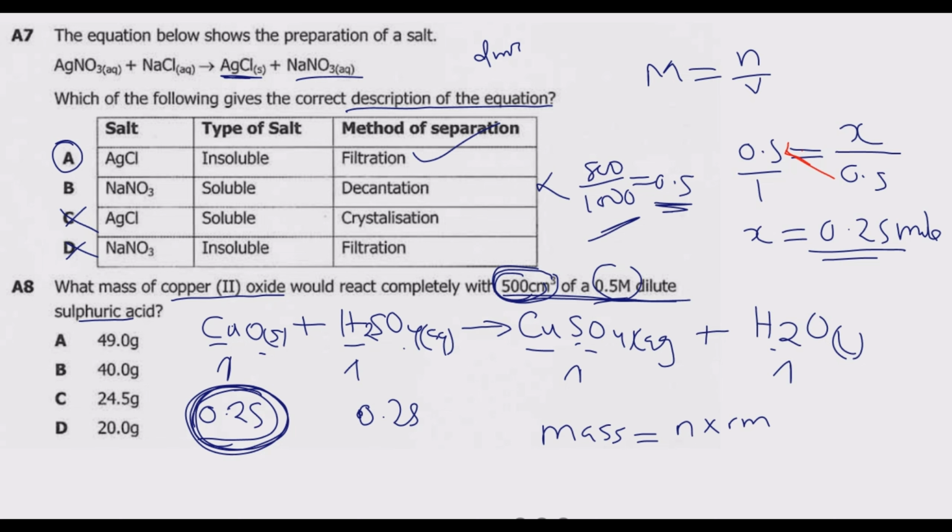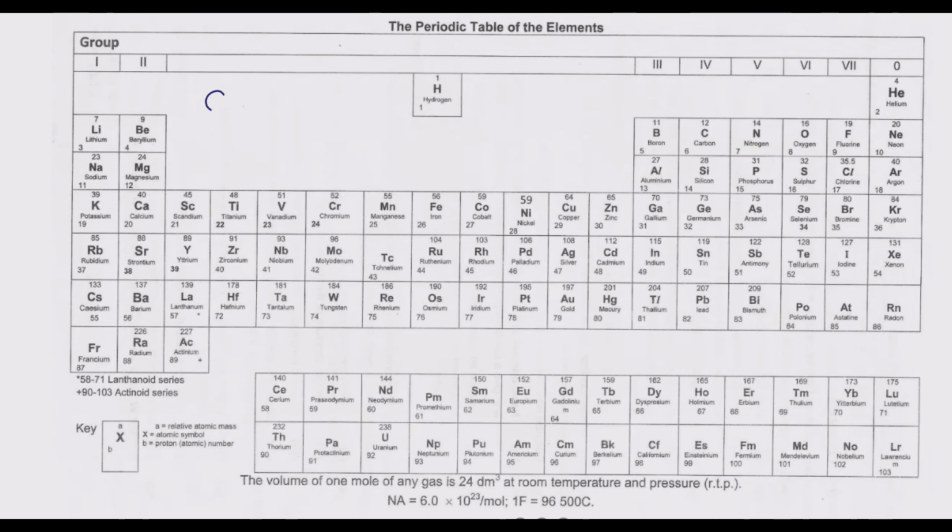So we can go to the periodic table. We know that this copper oxide is written as that, so we have one element of copper. We need to look for copper on the periodic table. The mass number is 64. So we have 64, plus oxygen, which is 16 here. We add, and we end up with 80. So 80 is the relative molecular mass of copper oxide.